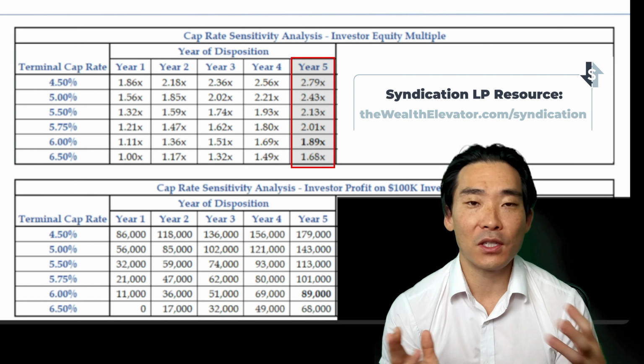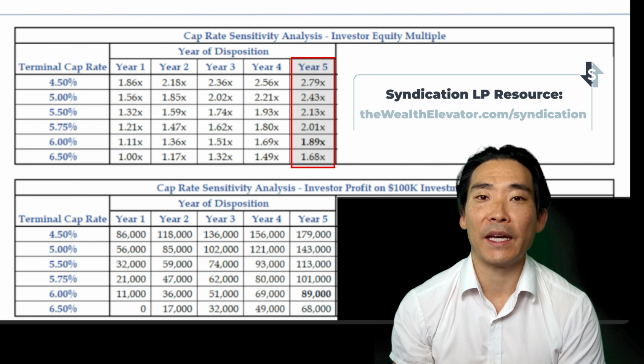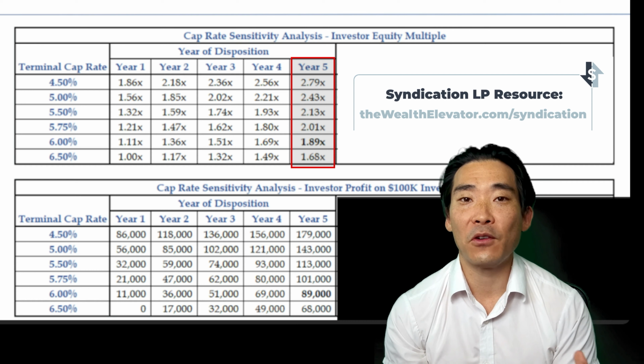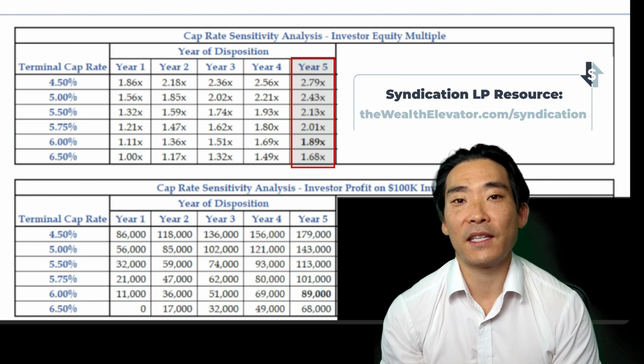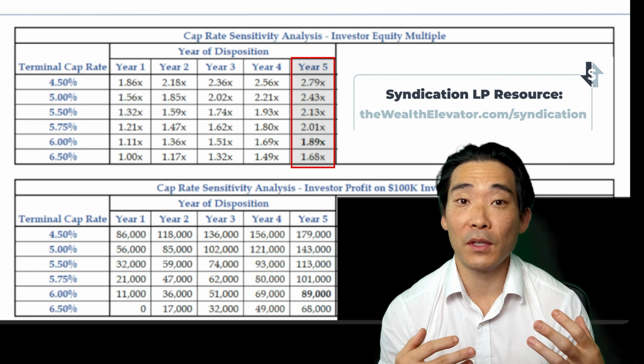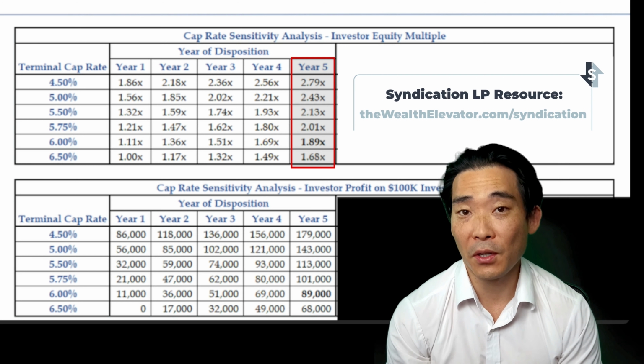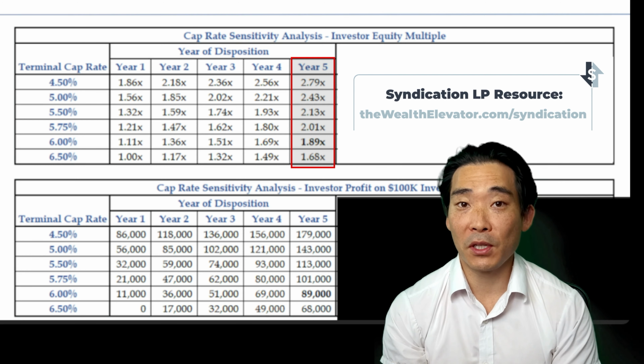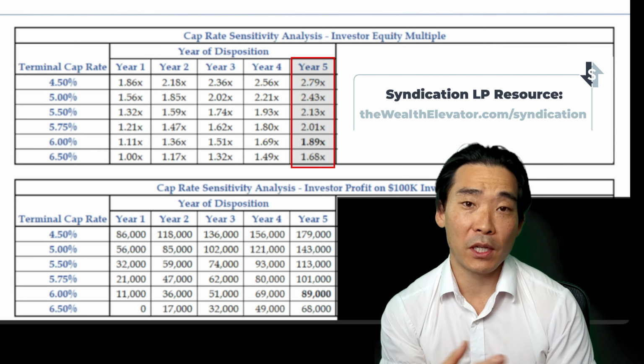Focus in on year 5. Assuming you're taking the entire business plan throughout, where do the numbers fall? And this is in terms of equity multiple. So a 2x equity multiple means you doubled your money, or 100% return. And if you did it in 5 years, that would be 100% return in 5 years, or approximately 20% a year.